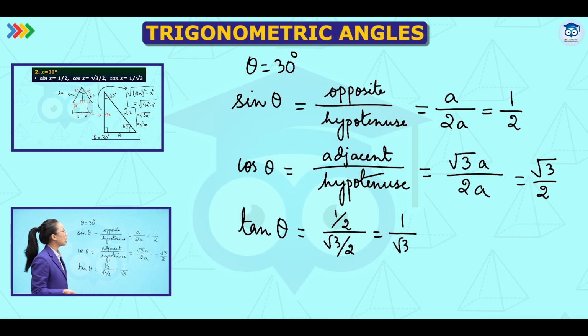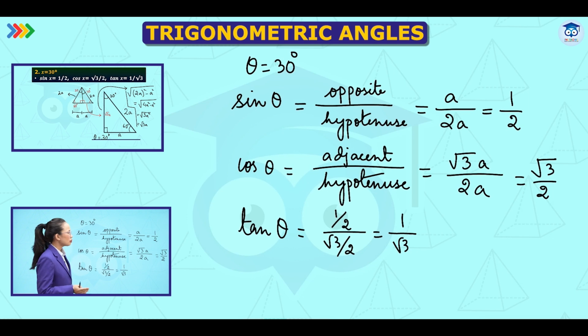Now like that you can define for cosec theta. That will be the reciprocal of this, 2. And then we have sec theta, that is the reciprocal of this, 2 upon root 3. And then we have the cot theta, that will be root 3 upon 1. When the theta is equal to 30 degree.